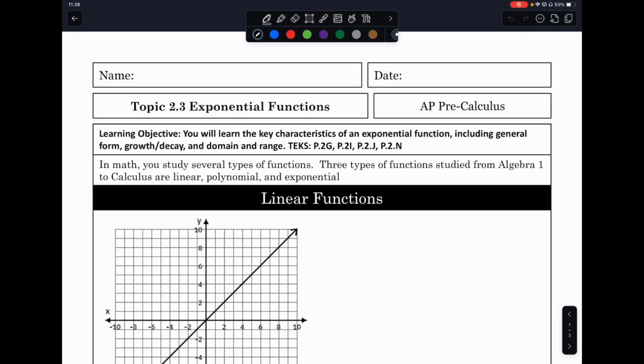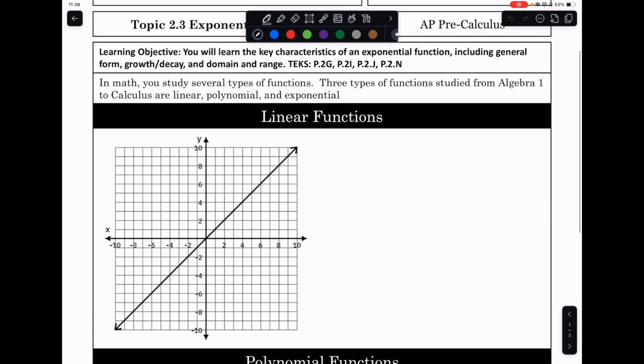Hello, class. In topic 2.3, exponential functions, you will learn the key characteristics of an exponential function, including the general form, the difference between growth and decay, and the domain and range of these types of functions. Now, in calculus, from algebra 1 to calculus, the functions that we studied are linear, polynomial, and exponential.